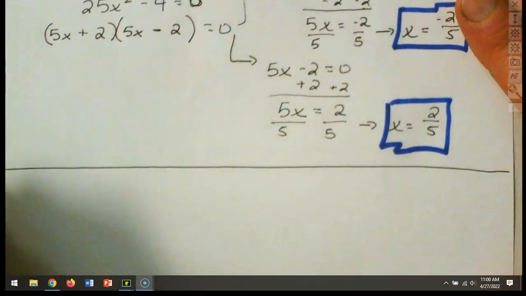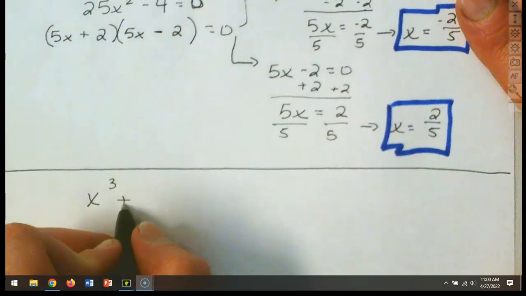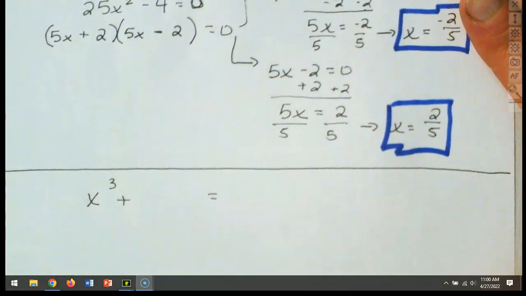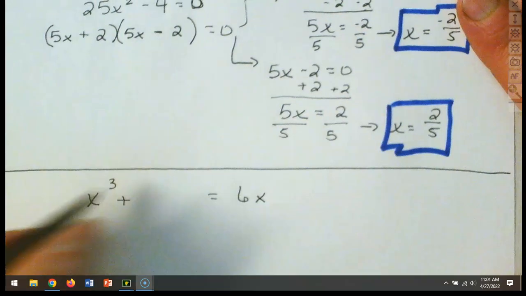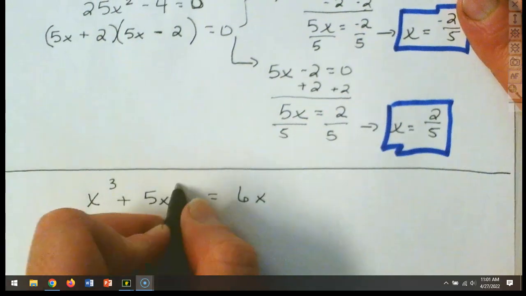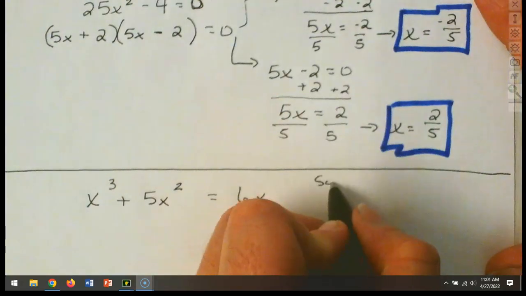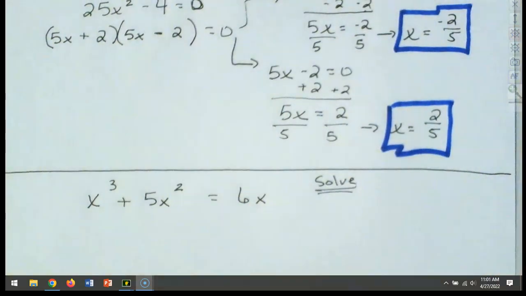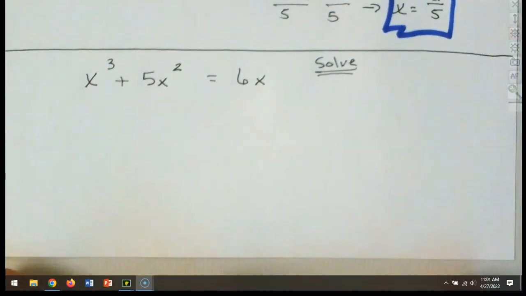Let's try another one. Okay, so we're going to work with this one. Now, again, I'm trying to make these all pretty simple to do. And this one's going to be, again, solve. These all have the same directions. Anytime they have an equal sign, you want to set it to 0, factor it, solve it. That's our goal. Set to 0, factor, solve.